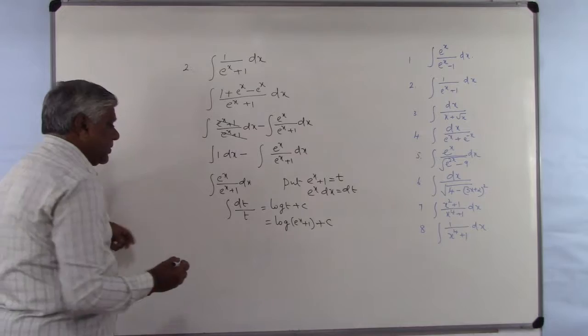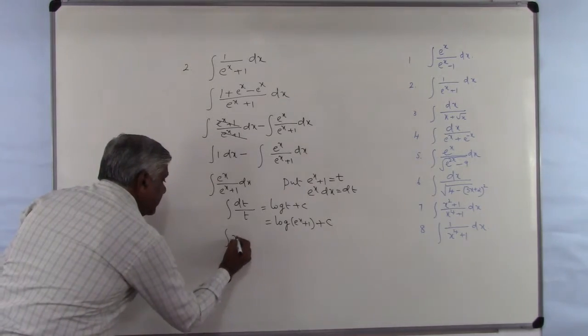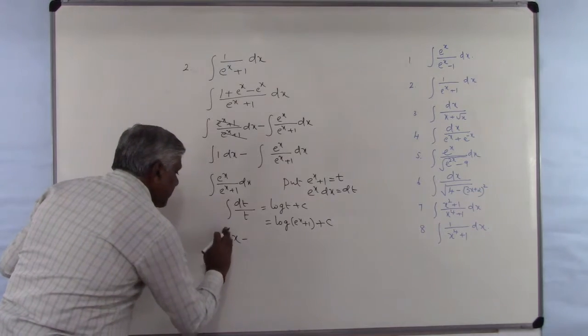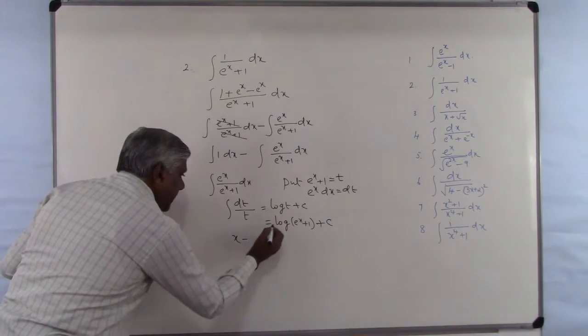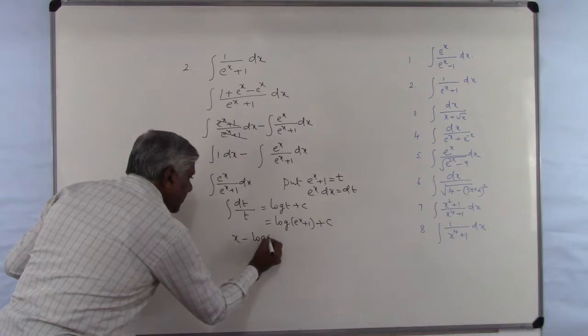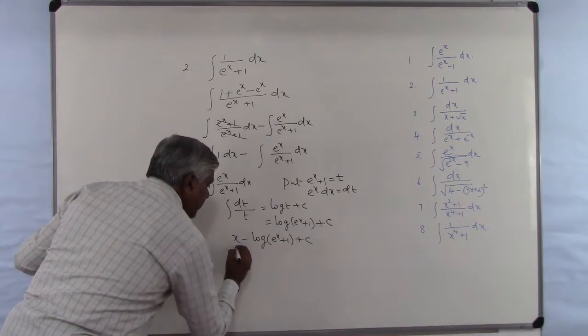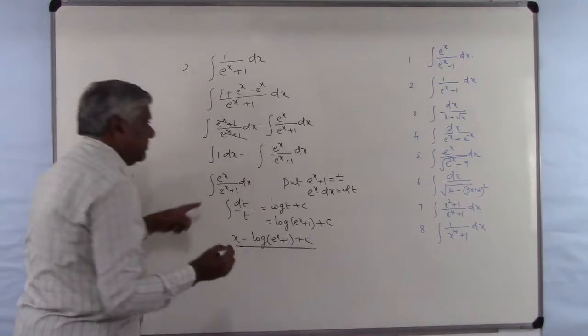Now here we will do that. Integral 1 dx is x, minus, so it is x minus log of e to the power of x plus 1 plus c. This is the answer for that problem.